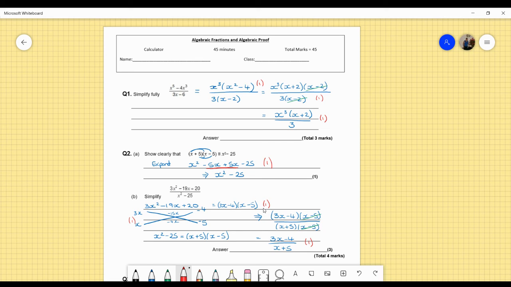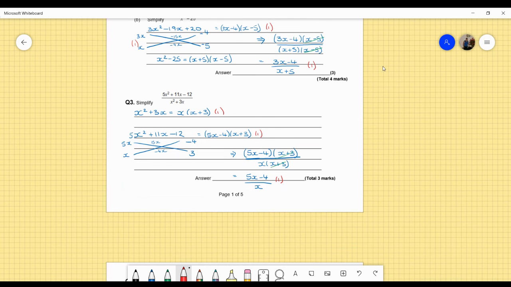So you get a mark for the numerator being factorized. A mark actually if you've got 3x and x as your two brackets, and then two numbers that multiply to make the positive 20. Even if they were wrong at that point, you'd get the method mark. Then if you write it out, you'll recognize the x minus 5 on both the numerator and the denominator will cancel out, giving you a final mark for your answer of 3x minus 4 over x plus 5.